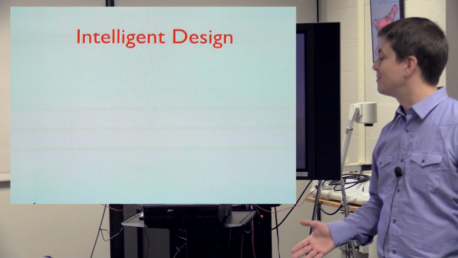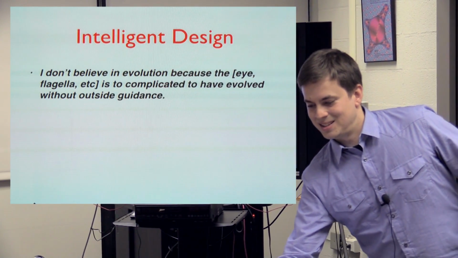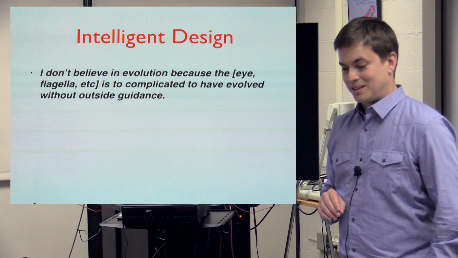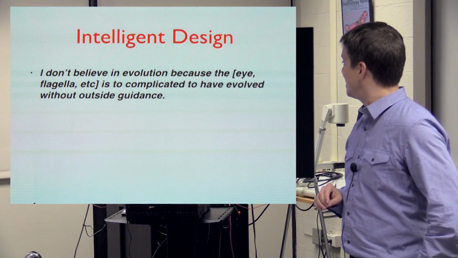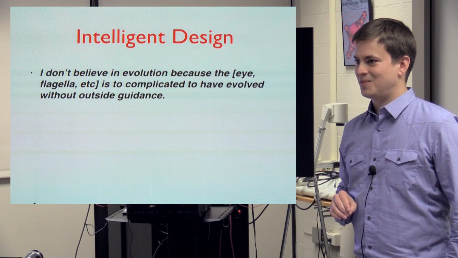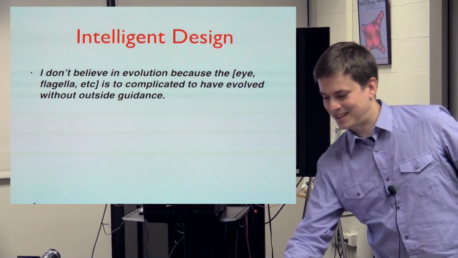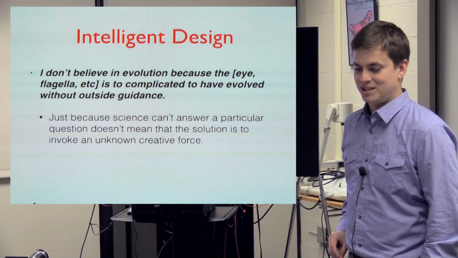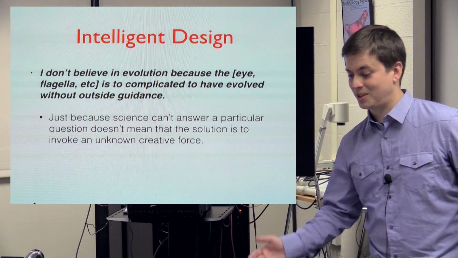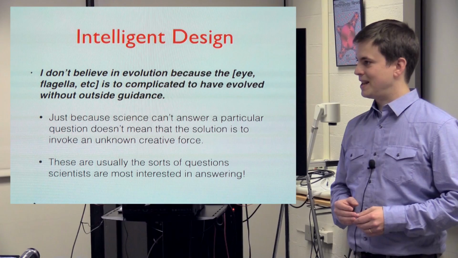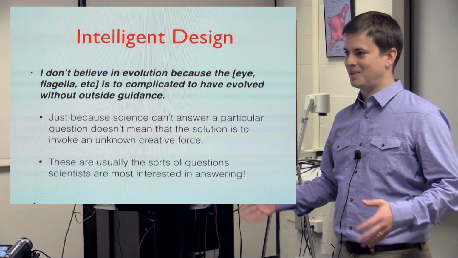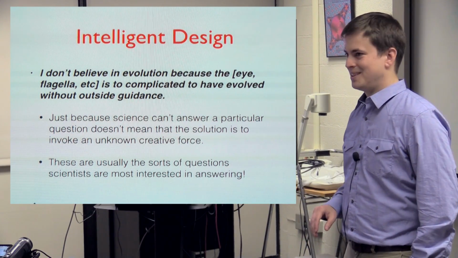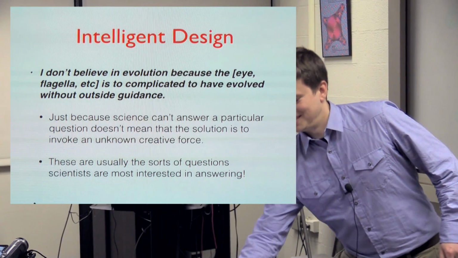And then I snuck in something, because when I teach undergrads, I dread the question that someone's going to ask me an intelligent design question. So the smartass in the back of the class says, I don't believe this, because the eye or the flagella or whatever is too complicated to have evolved without outside guidance. And the safe answer, rather than getting into the specifics, is to say, just because science can't answer a particular question doesn't mean that the solution is to invoke an unknown creative force. Scientists really are interested in these sorts of questions where they don't know the answer. And once you start invoking things you can't explain, then you're not really doing science anymore. But not to get into the nitty-gritty of mechanisms of flagellar movement, that sort of thing.